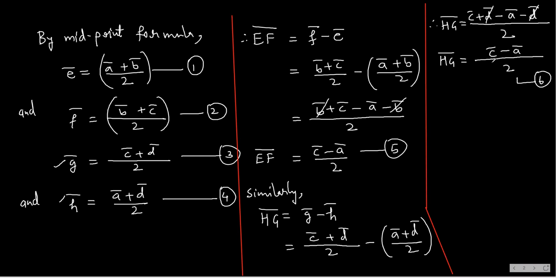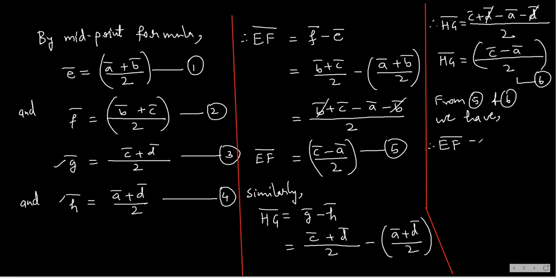So from 5 and 6, we have, see, the RHS of 5 and 6 are equal. So therefore EF bar is equal to HG bar. Now see, this is enough. This is sufficient for proving that the quadrilateral EFGH is a parallelogram. Your problem is over. You have already proved.